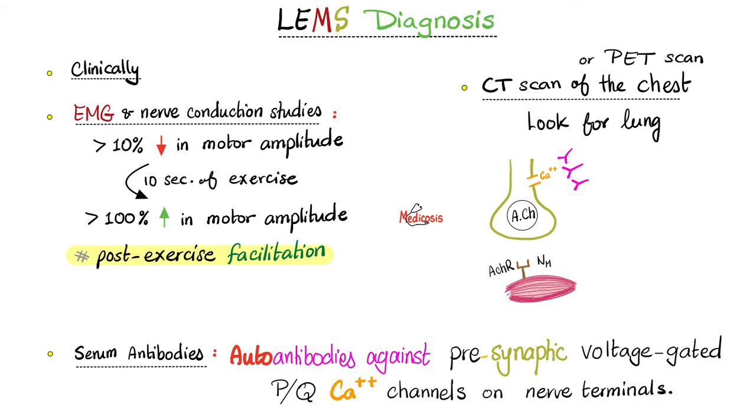How can we diagnose Lambert Eaton Myasthenic Syndrome clinically? By signs and symptoms. Electromyography with nerve conduction studies. What do we find? Muscle weakness. More than 10% decrease or decrement in motor amplitude. However, if you exercise for 10 seconds, you'll have more than 100% increment in motor amplitude. Hashtag post-exercise facilitation. You can look at the serum for antibodies against presynaptic voltage-gated P/Q calcium channels. You can do a CT scan of the chest or a PET scan to look for the nasty lung cancer, because Lambert Eaton could be a paraneoplastic syndrome.